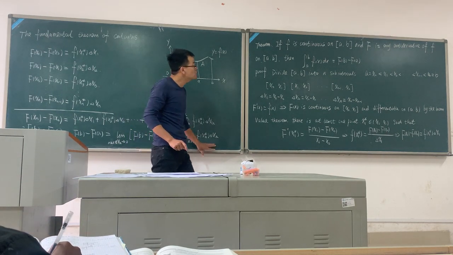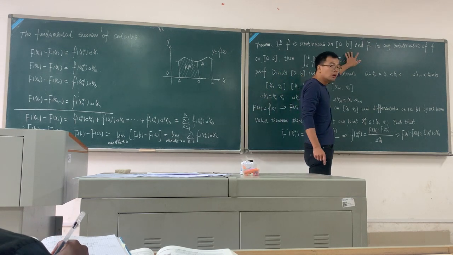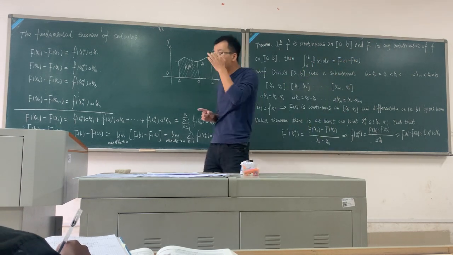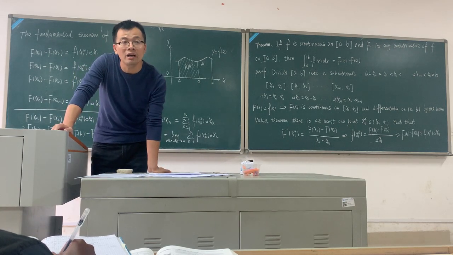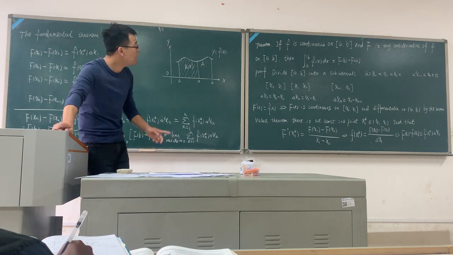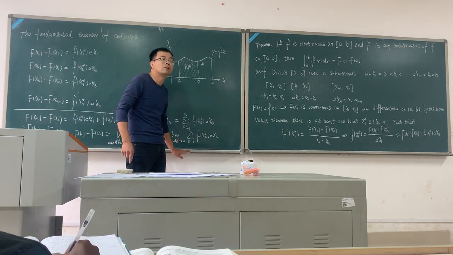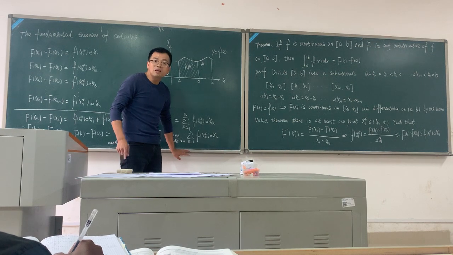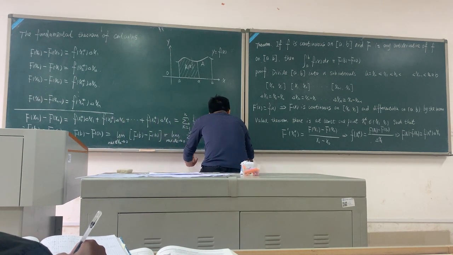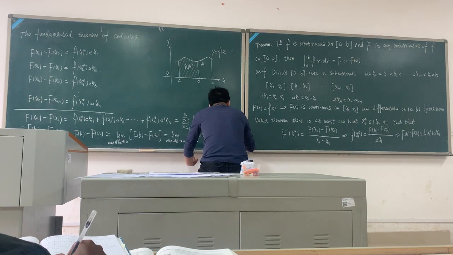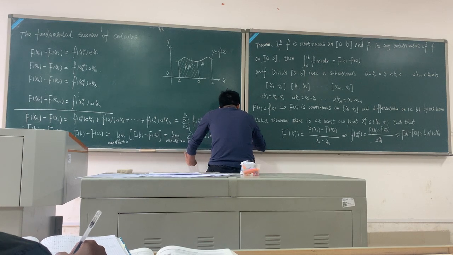Riemann sums, because we know that f is continuous on [a, b]. F is continuous on [a, b], so here it means f is integrable on [a, b], yeah? So this limit is equal to the definite integral of f from a to b, okay?